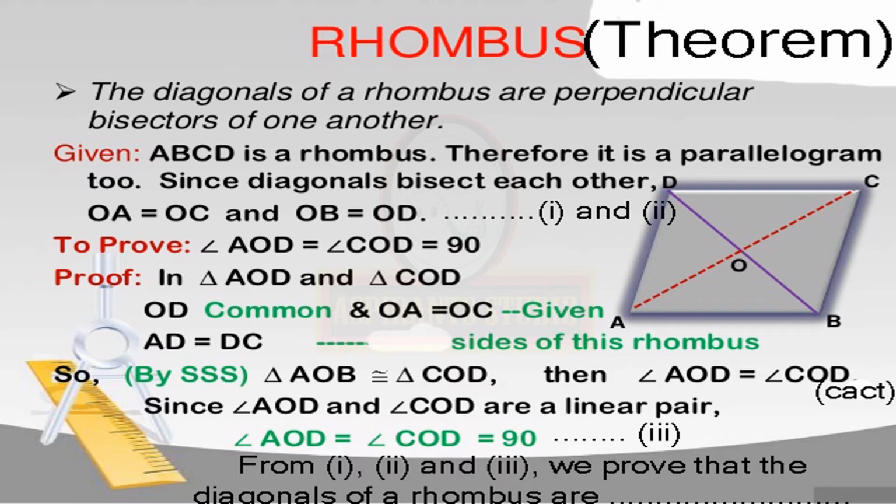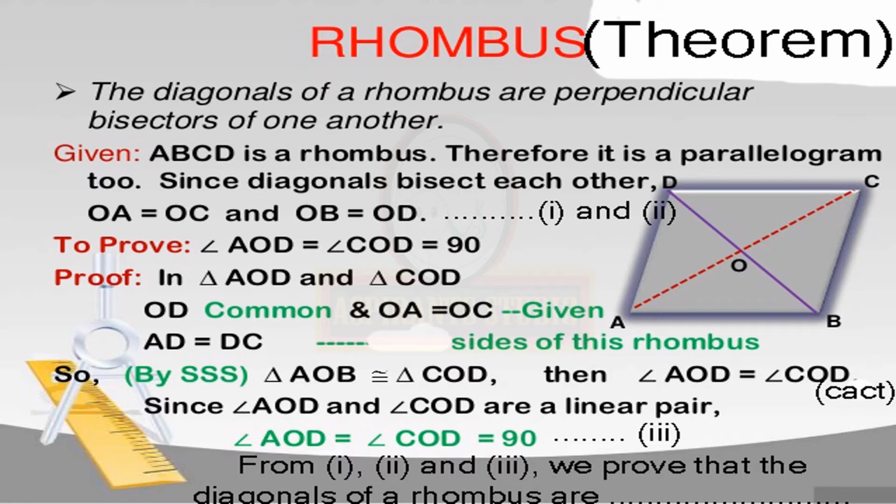Now coming to the next theorem. Before that, I want to tell you something. You also can prove that diagonals of a square are congruent. Diagonals of a rhombus are perpendicular bisectors of each other. One another, it means each other. Diagonals of a rhombus are perpendicular bisectors of each other.